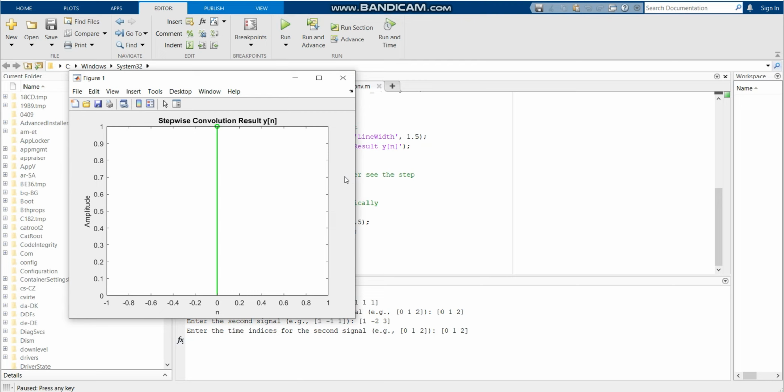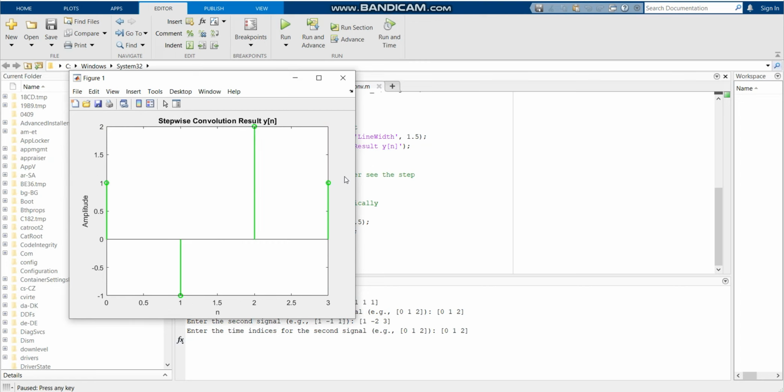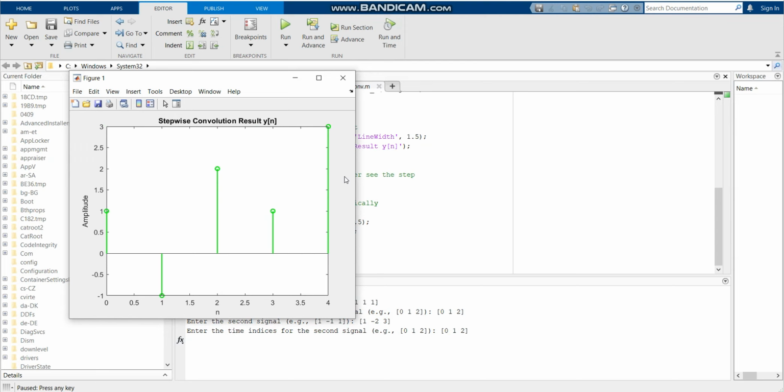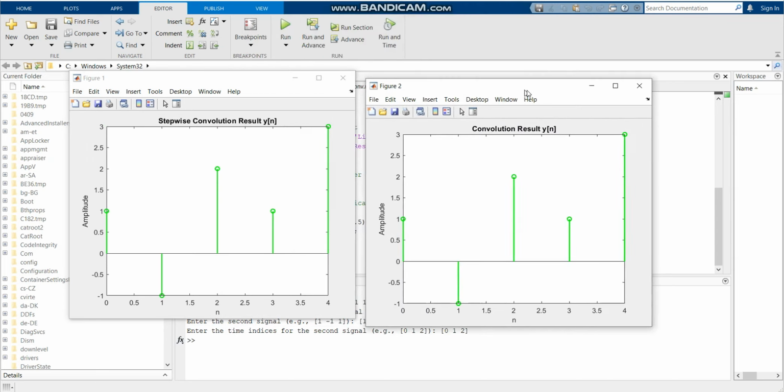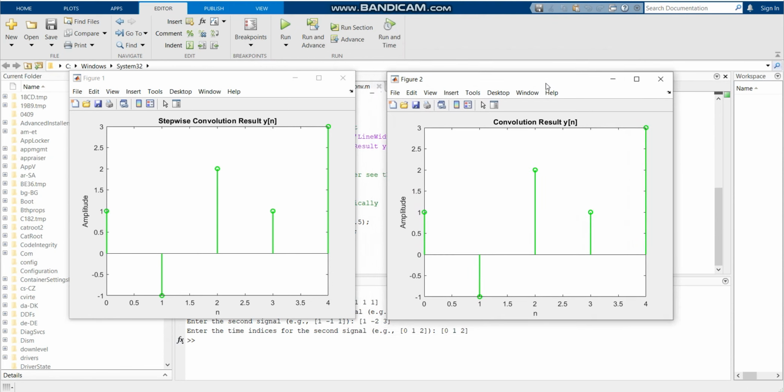Let us press enter and check for the second convolution result. Here we can see the stepwise result of the convolution sum. Now the new figure is generated, which shows the complete convolution sum result of the code.